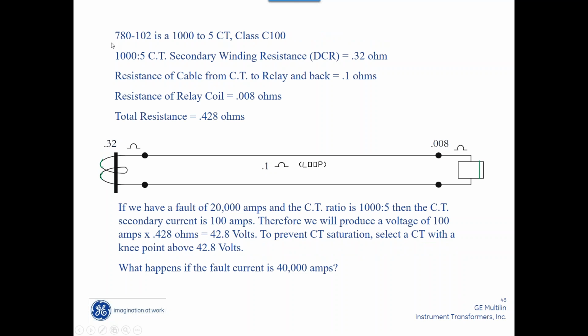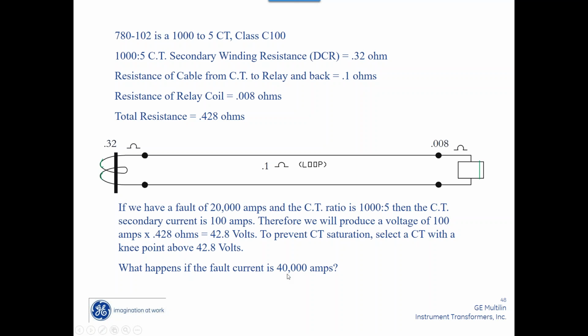Next example I've got. A 780-102 is a 1,000 to 5 CT, and it's a C100, so we know it can produce 100 volts. Well, the question is, can I use that for my application? If I add all these resistances up, I have 4.28 ohms. Once again, 20 times that's 20,000 amps. So therefore, I'm going to produce 42 volts. So for that CT, I've got a knee point above 42, I'm great.